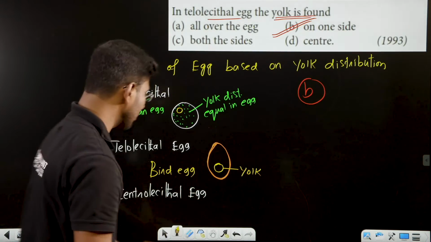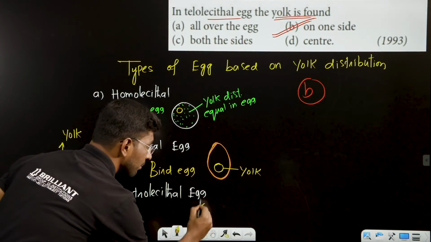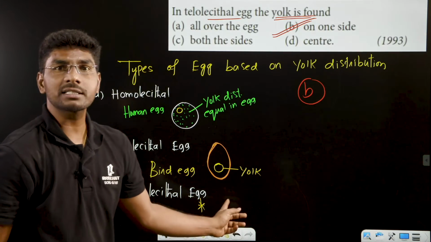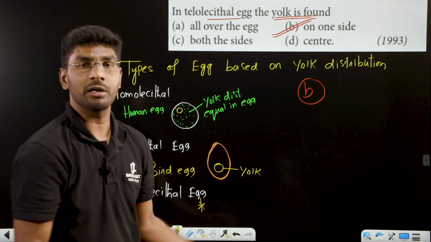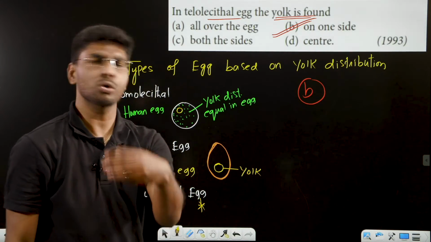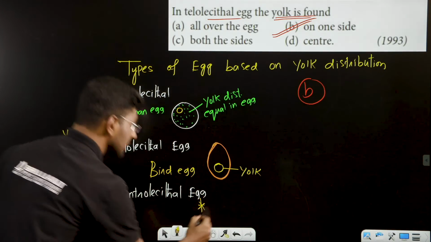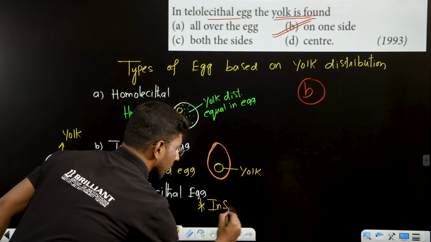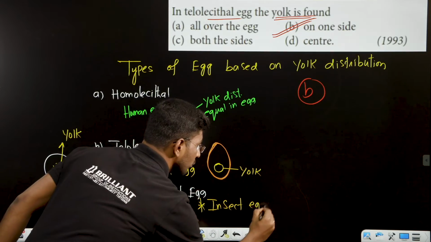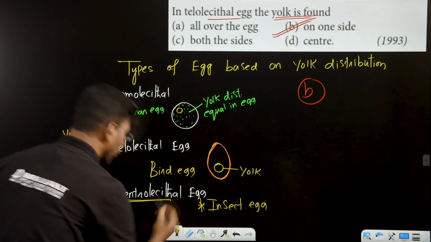So what is the example of centrolecithal? Keep in mind, many times in competitive exams they ask for the centrolecithal egg example. Insect eggs, cockroach, or whatever insect you take. Insect eggs show centrolecithal type.